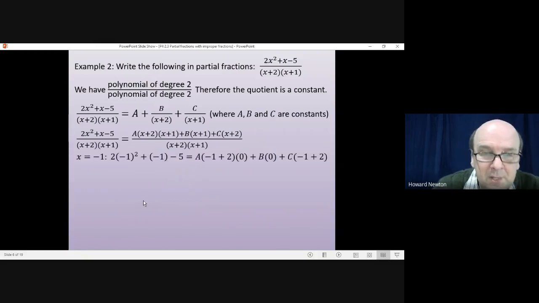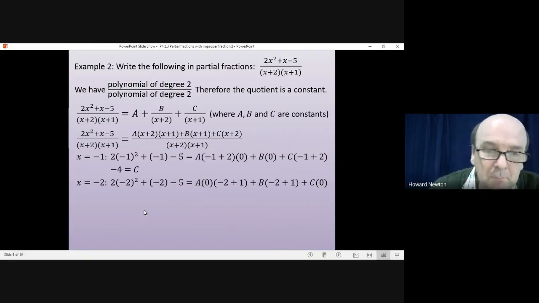Then we let x equal minus 1, because both of these brackets will become 0. Substituting minus 1 into the numerator on the left-hand side would give us that. Substituting minus 1 into all of these brackets gives us that. And these two brackets are both equal to 0, which means the a term and the b term just vanish. And we're left with c equals minus 4.